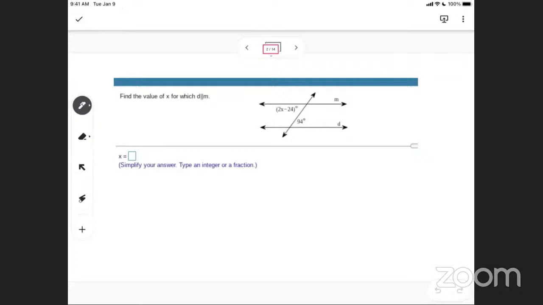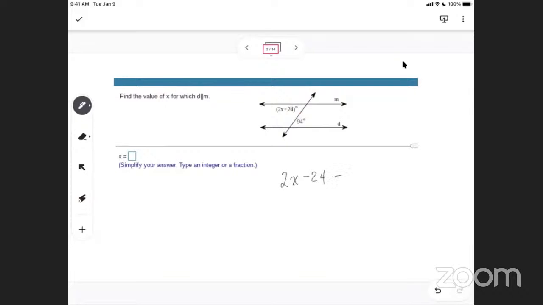All right, so we have some questions from geometry, kind of like a review for Algebra 1. The first question says, find the value of x for which those two lines are parallel. Well, these are called alternate interior angles. If those two are equal, then they're parallel. So we make sure they are equal by setting those two expressions equal to each other.